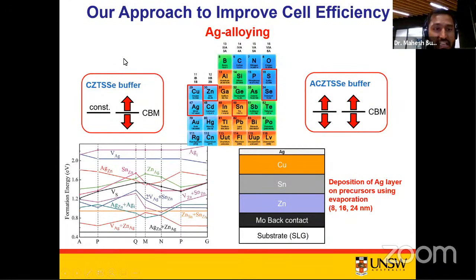The second approach is controlling the band offset between the absorber and buffer layer, that is CZTS and the CdS. We can control this band offset by using alternate buffer layers such as cadmium zinc sulfide, zinc oxysulfide, indium sulfide, zinc tin oxide, or copper aluminum oxide, or by partially alloying or replacing germanium or silver or cadmium somewhere.